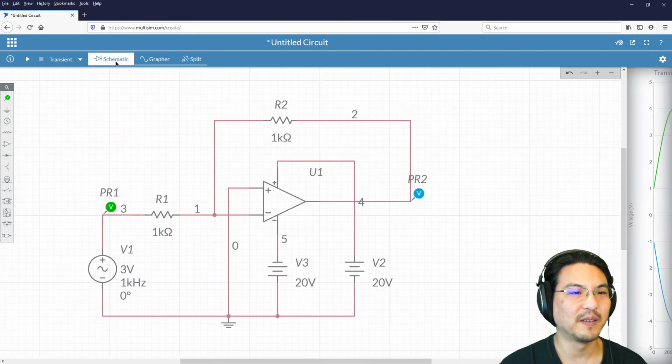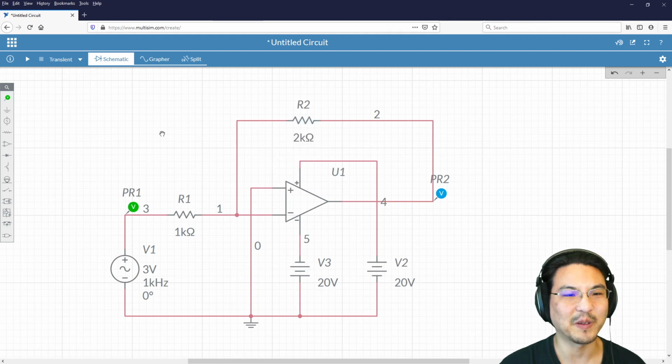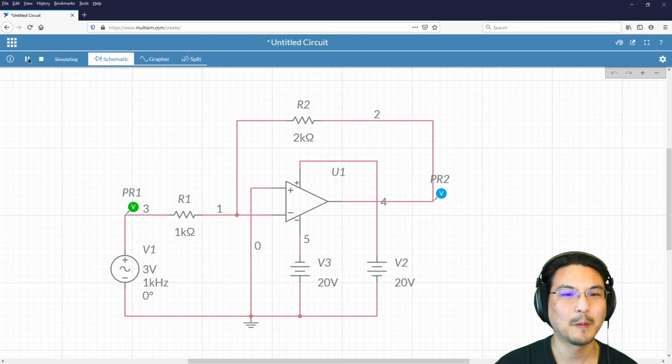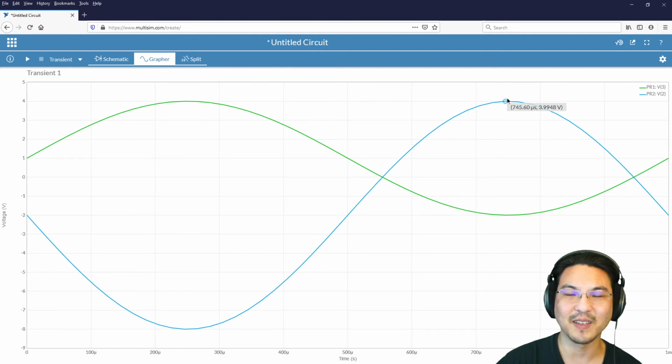Okay, let's add some gain here. So let's say I make this 2K and 1K. So the gain is going to be 2. So if we run this, green, 4 volt input, negative 8 volt output. Then over here, negative 2 volt input, positive 4 volt output. So now the gain is 2 and it's inverted.